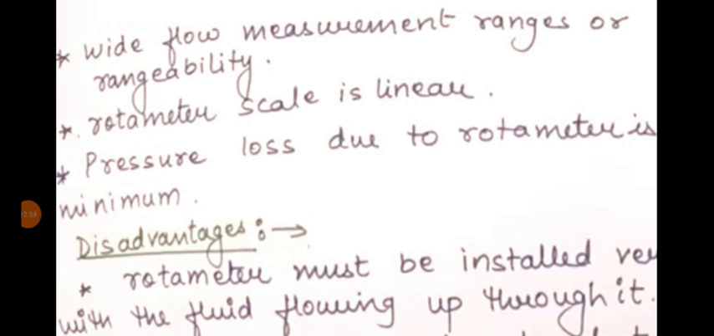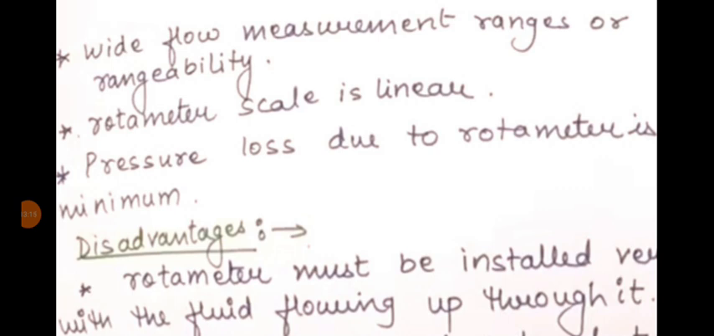Construction is very easy, we are not using any external source, the construction is simple, and the rotameter scale is linear. With these advantages, it is used in a wide range of applications and measurements. Even though it has advantages, the rotameter also has some disadvantages.